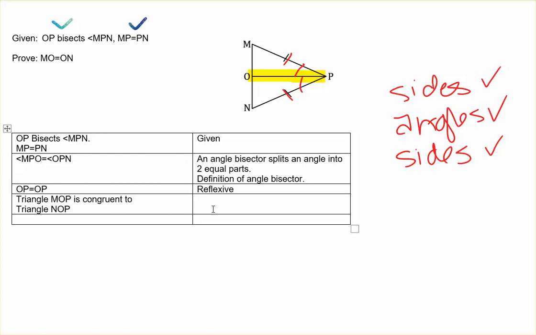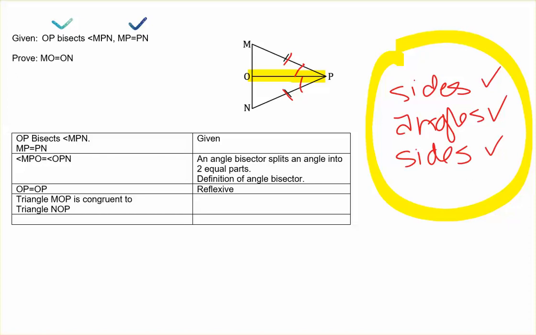My reason is based on what I wrote over here on the right. I have a pair of equal sides, a pair of angles, and then another pair of sides. And the angles are right in the middle. So my triangles are congruent by side, angle, side.